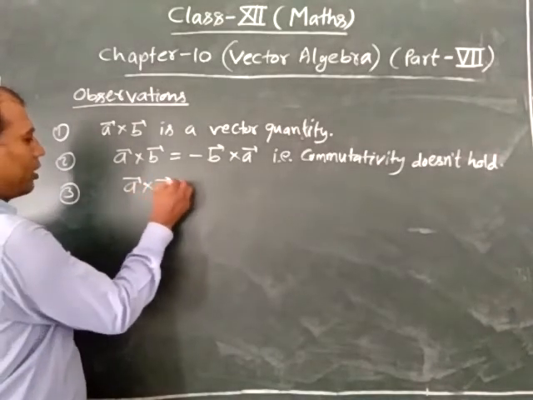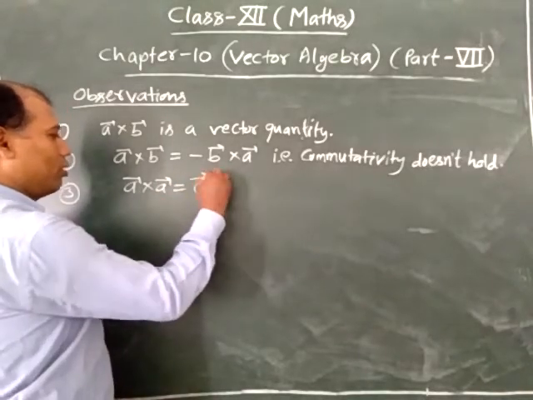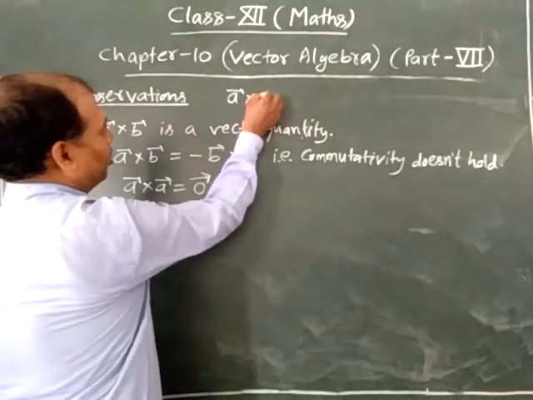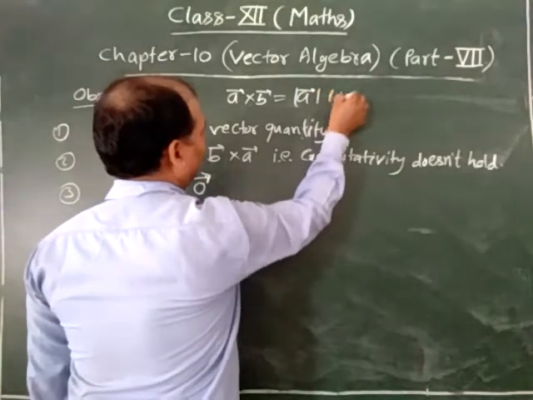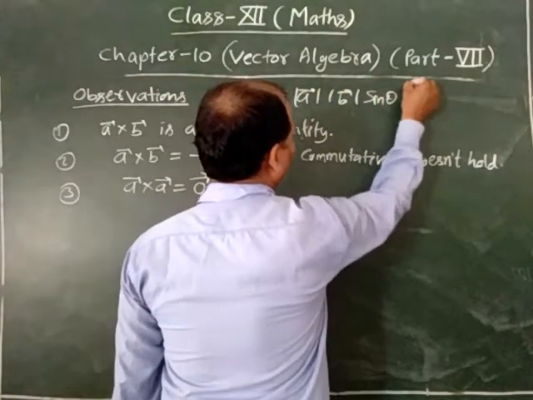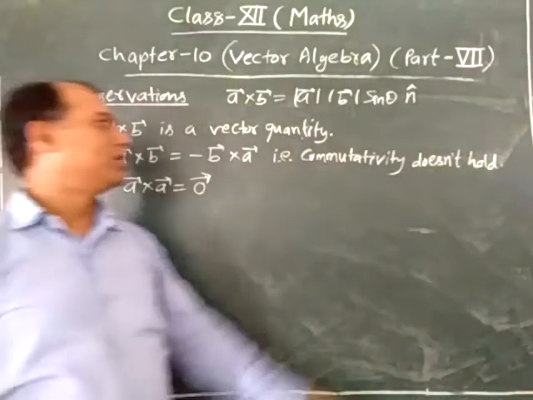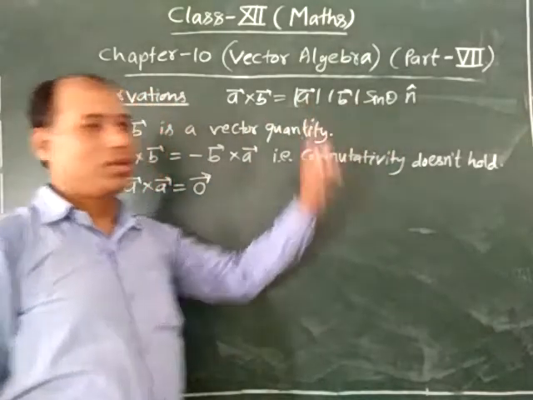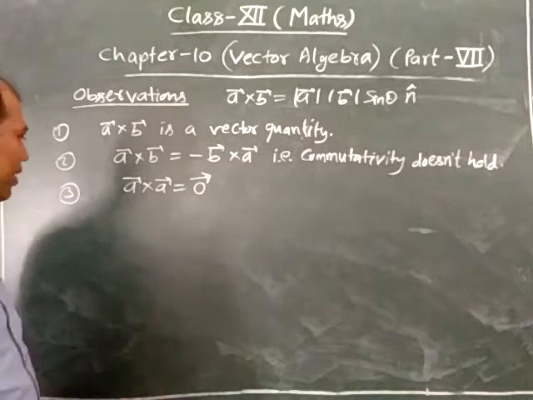The next observation is vector A cross vector A. This is a zero vector. Why is it so? All of you know that vector A cross vector B is equal to mod A mod B sin theta n cap. Now the theta between A and A is 0, so sin 0 becomes 0. That's why A cross A becomes 0. That means A cross A is equal to a zero vector.